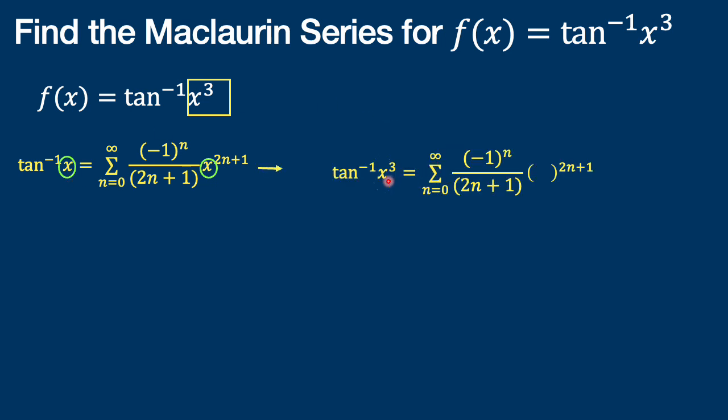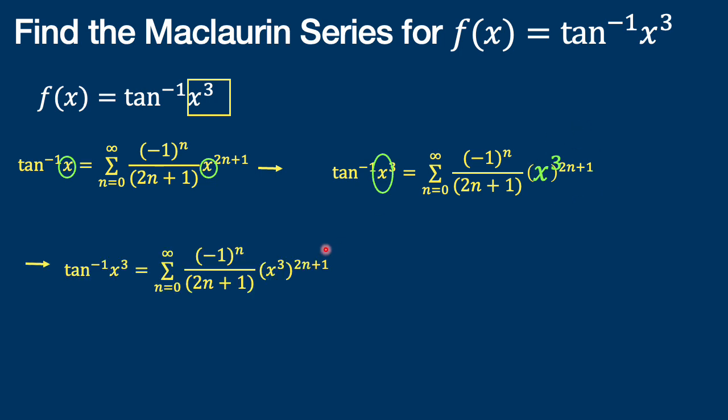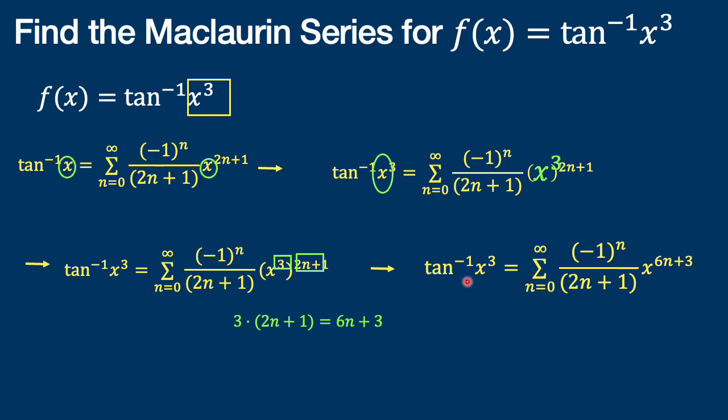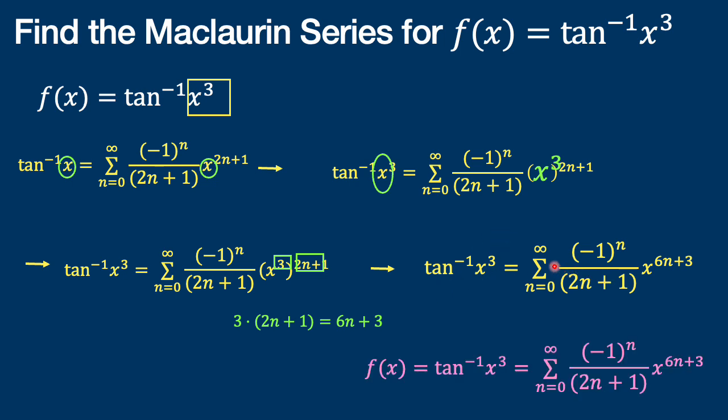So for arctangent x cubed, x cubed will be plugged in for x in the Maclaurin series. So here it's going to be x cubed. We have to simplify this one. Here is x cubed to the 2n plus 1 power. 3 times 2n plus 1, that's 6n plus 3. So now we find the Maclaurin series for arctangent x cubed. That's the sum of negative 1 to the n over 2n plus 1, x to the 6n plus 3.